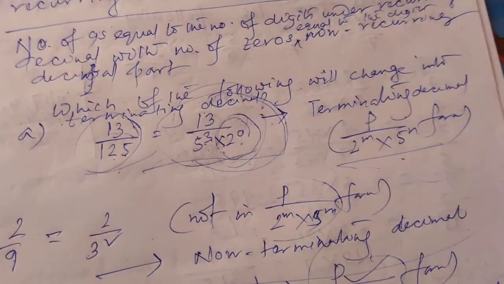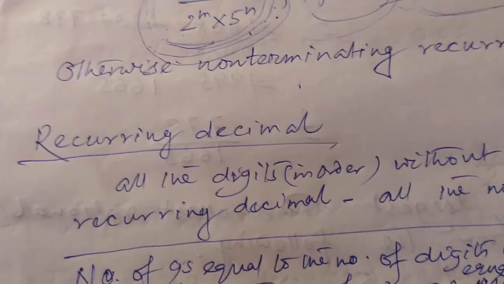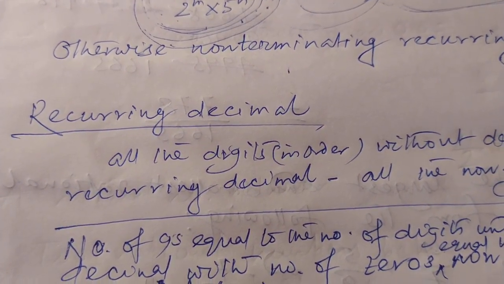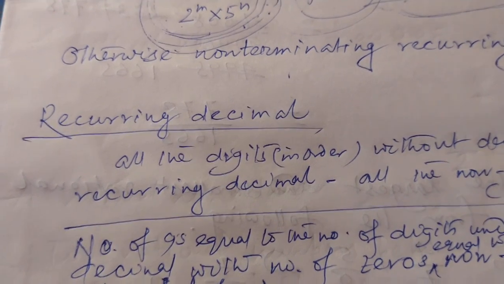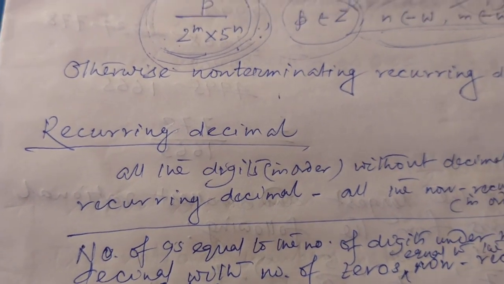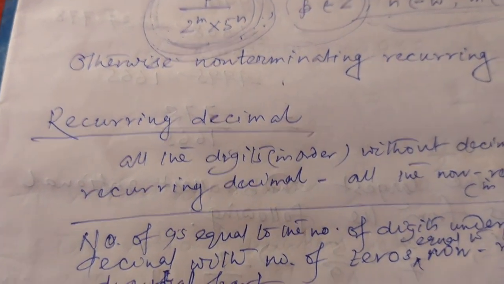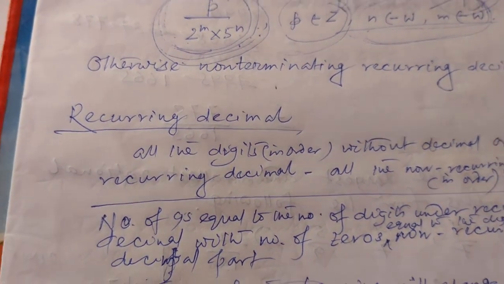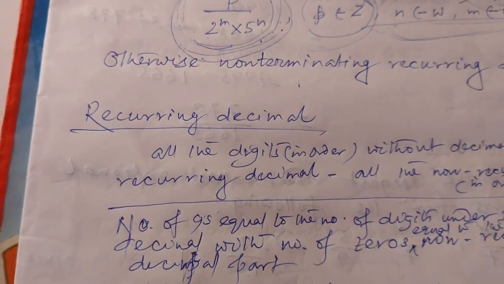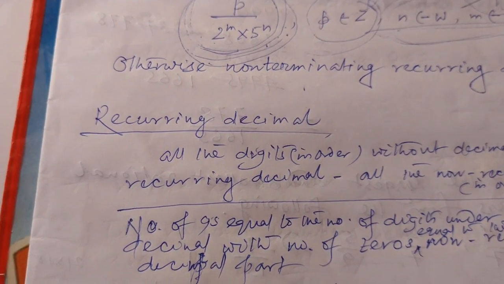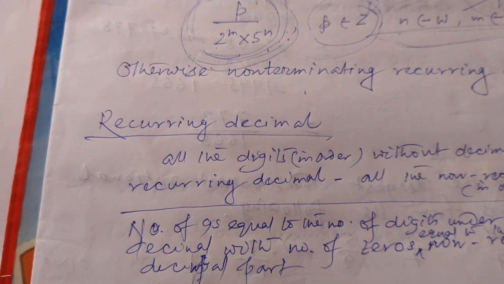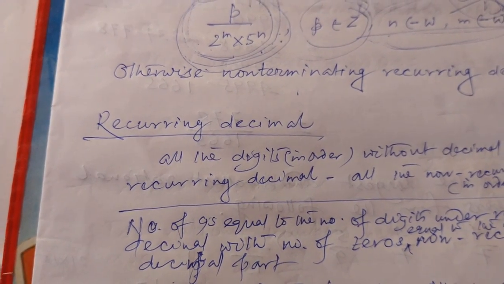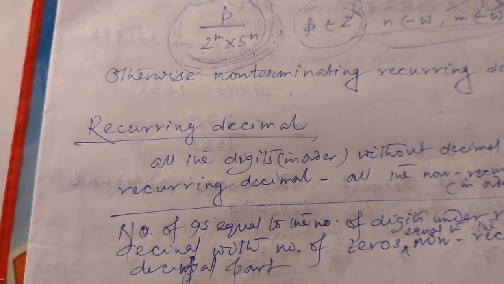Next, I will teach you recurring decimals. What are recurring decimals? In a recurring decimal, the division never comes to an end. In that case, for the number which is repeatedly coming, we put a dot or bar on top of it, and express the recurring part this way.